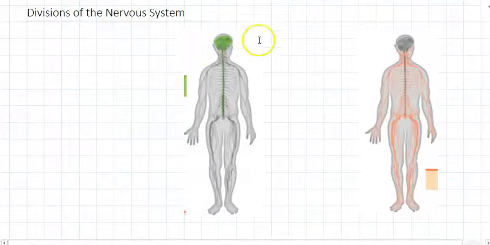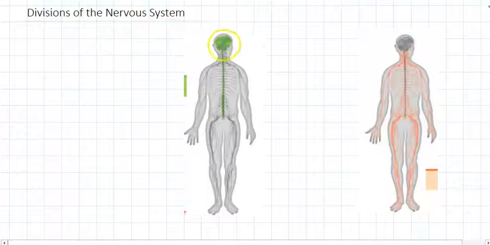Hey everybody. So we're going to look at how the nervous system is divided up into different sections now. Scientists and doctors and medical researchers have figured out that there's lots of different types of nerves, and nerves go to lots of different places in the body, and that's how we name the different parts of the nervous system.